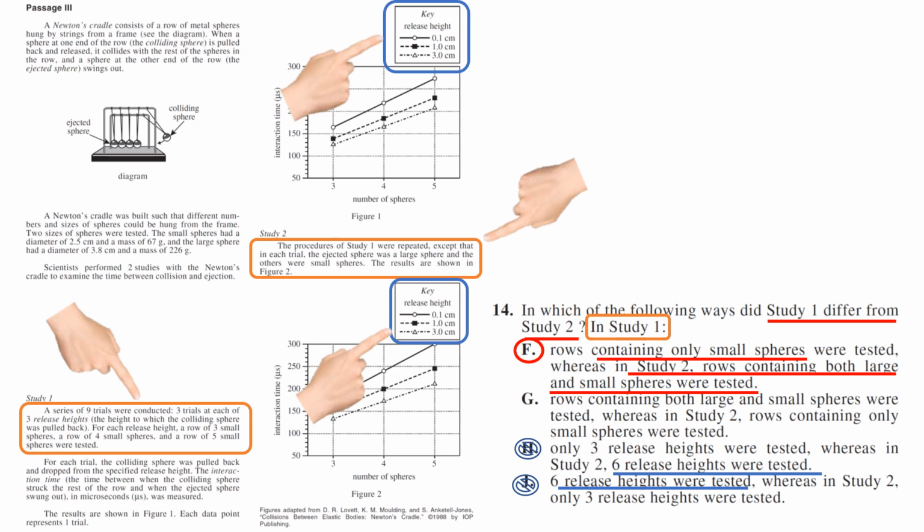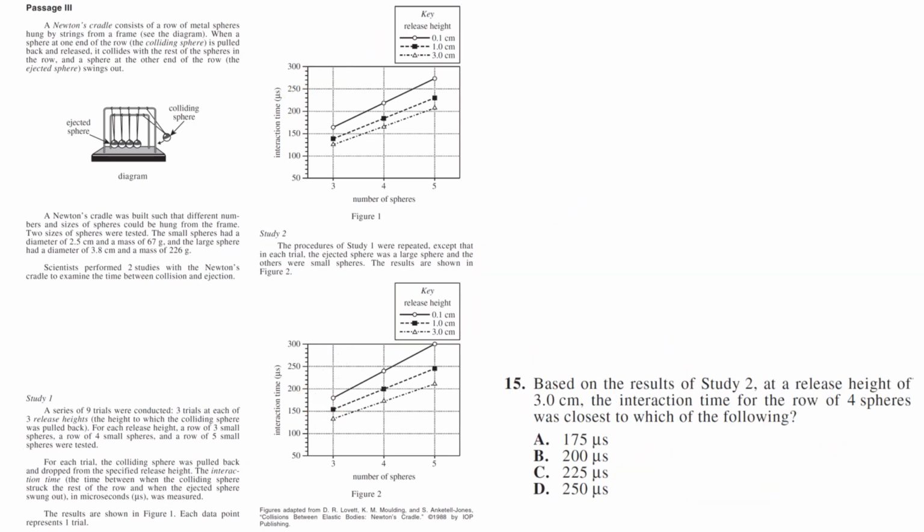Your answer is F. Number 15, based on the results of study 2 at a release height of 3 centimeters, we're looking at the triangle. The interaction time for the row of 4 spheres. So we're looking at the triangle and we'll know the interaction time. So just draw a line over, and that looks to be about 175. So your answer is A.